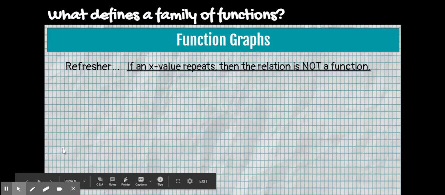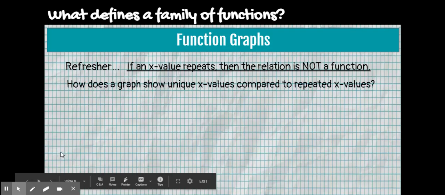Now remember, if an x value repeats, then the relation is not a function. Remember, input values cannot repeat themselves. And if they do, it creates things that are not functions. You need to remember that for today. So when you look at a graph, how can you tell that the x values are unique compared to how can you tell if an x value actually repeats? Now, within a relation, you can see the number repeating.